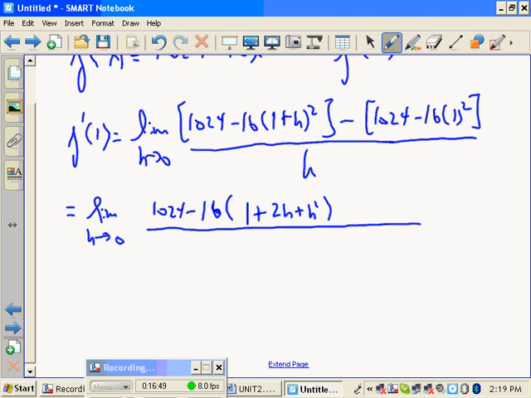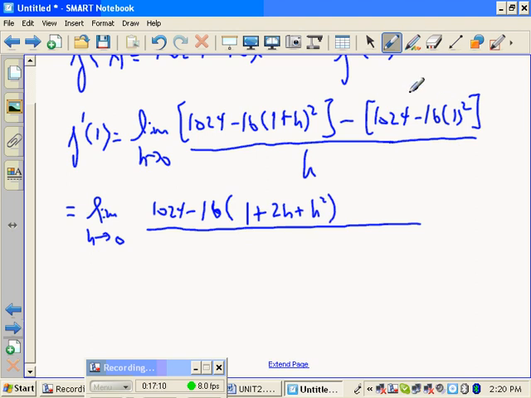Do you know how to FOIL? When you square a sum, you don't get the sum of the squares. When you square a product, you get the product of the squares. FOIL it out, 1 plus h times 1 plus h. You get 3 terms, don't you? That's where trinomial factoring comes from. Okay, I'll fix that.